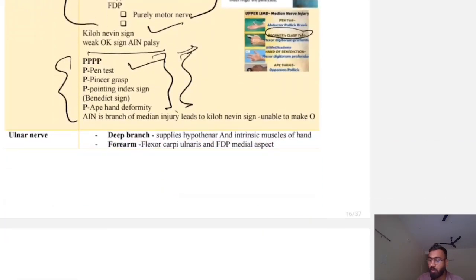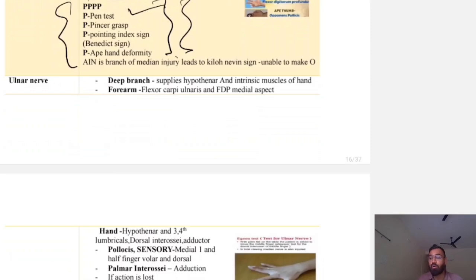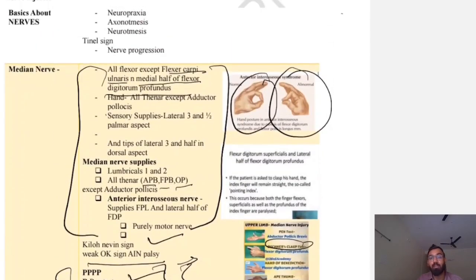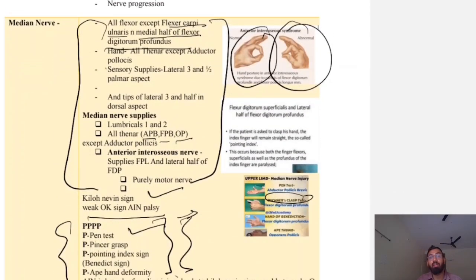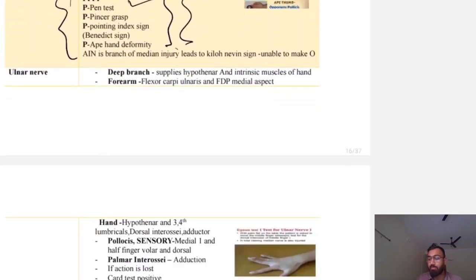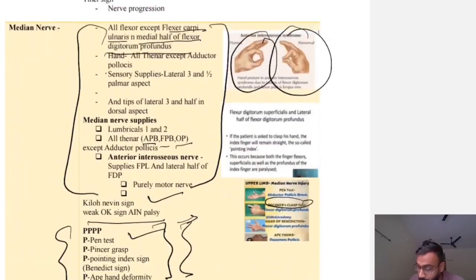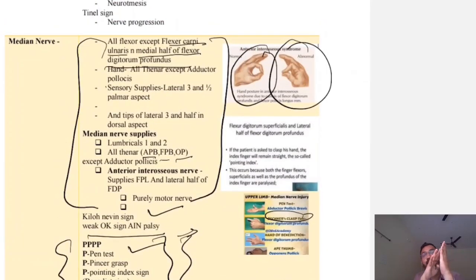Now next is the ulnar nerve. Because the median nerve supplies most of the flexors, it is known as the lever nerve. The ulnar nerve is known as the musician nerve. And one more thing, the median nerve supplies 3.5 fingers in sensory portion: 3.5 fingers in the palmar aspect, and nail beds in the dorsal aspect.